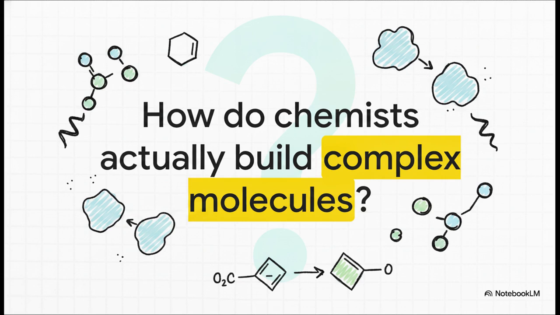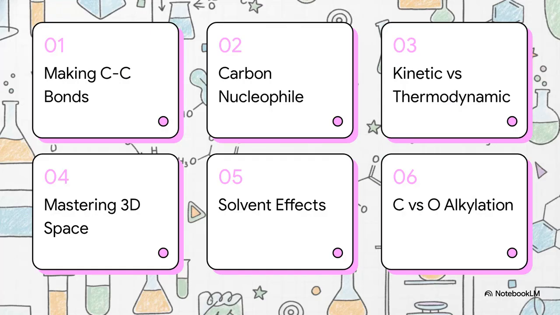And the absolute most fundamental bond in organic chemistry? That's the carbon-carbon bond. Here's our roadmap for the Explainer today. We're going to start with making carbon-carbon bonds, then move on to generating the carbon nucleophile, kinetic versus thermodynamic control, mastering 3D molecular space, solvents and medium effects, and finally, we'll wrap up with carbon versus oxygen alkylation.